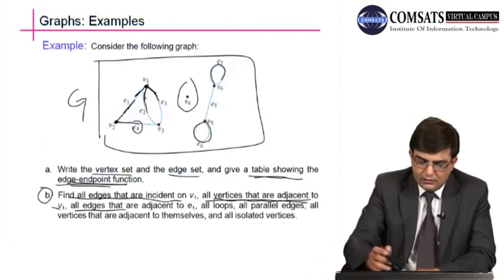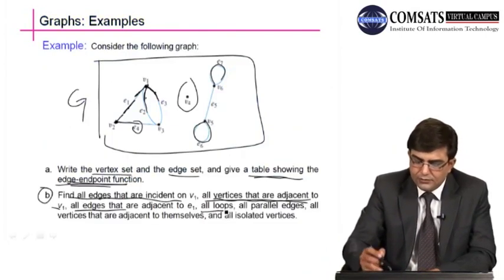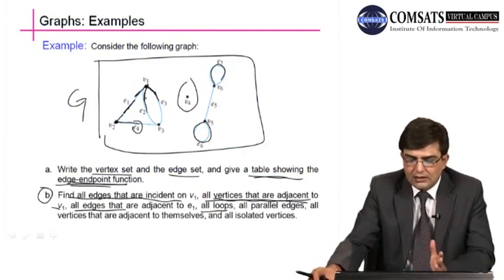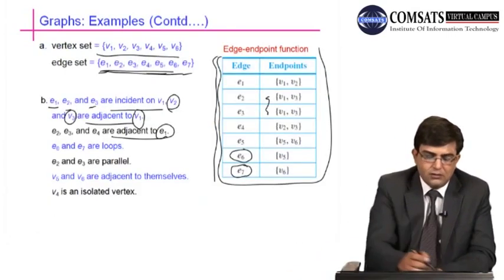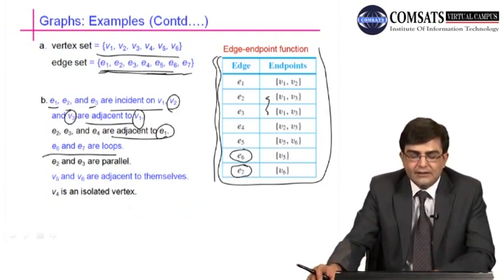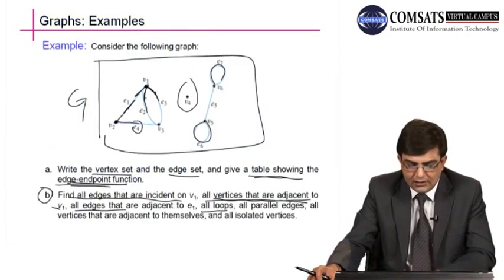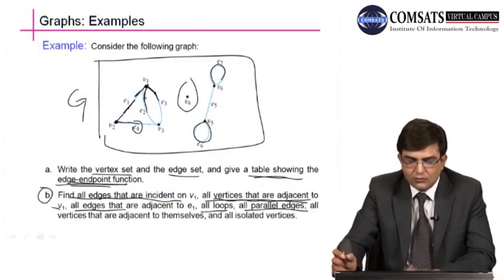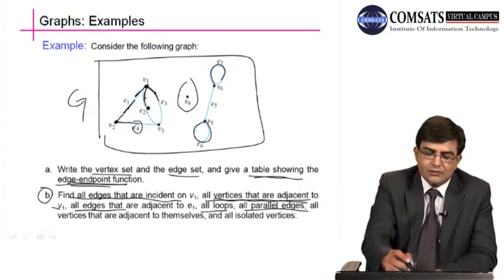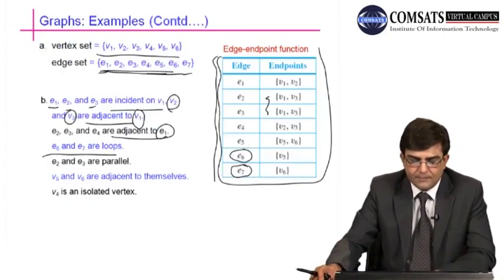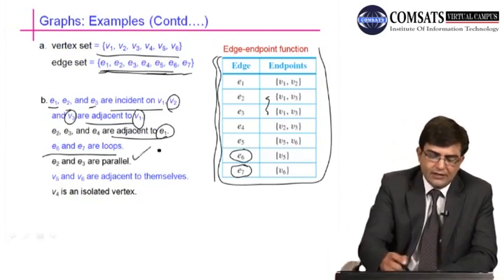Then next, all loops. What are the loops in this graph? E6 and E7 are loops. We can see it. We can reply to this question immediately by seeing the graph. Now all the parallel edges. What are the parallel edges here? These two, E2 and E3, are parallel edges because they have the same endpoints. So E2 and E3 are parallel edges.